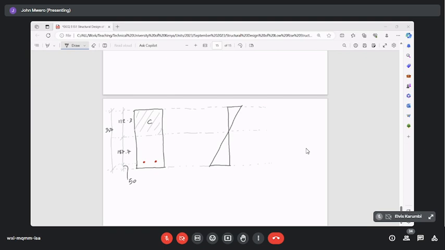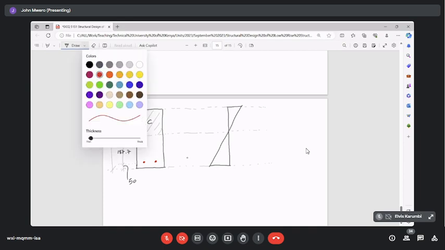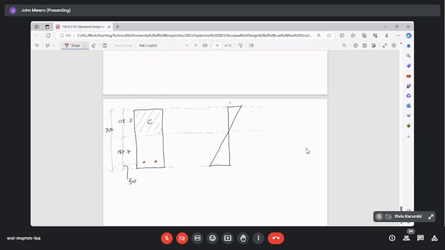If we assume that the stress, the strain on this cross section is linear, the way we have drawn it here, then we can work out how much the concrete strains in compression. We are not interested in that. We are not interested in how much the concrete strains in compression. What we are interested in is how much the concrete strains in tension.